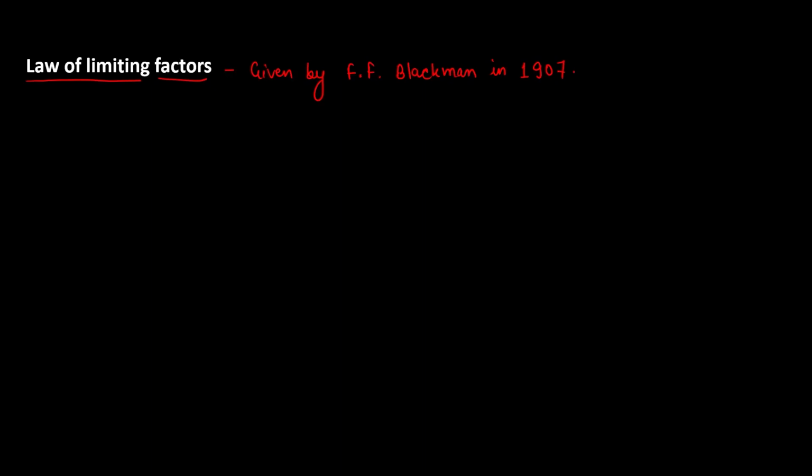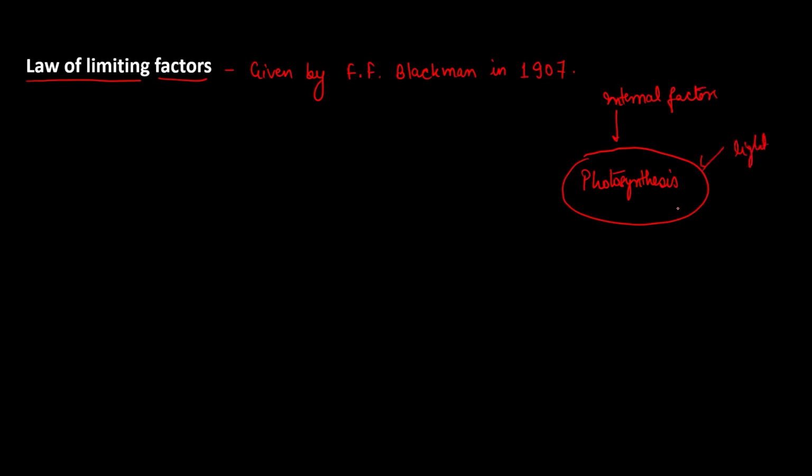It states that a biochemical reaction, let's say photosynthesis, is governed by multiple factors, right? It is governed by the internal factors that we mentioned in the last slide. It is governed by light, by temperature, and by CO2, and so on. Now, if there are multiple factors, which of these factors actually defines the rate of photosynthesis or that biochemical reaction? This law, given by F.F. Blackman, showed that out of all these factors, the factor which is lowest in concentration, or present in the least amount, actually governs the rate of photosynthesis or of any biochemical reaction.